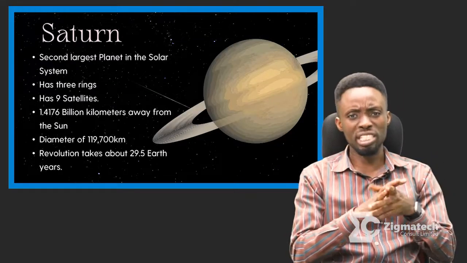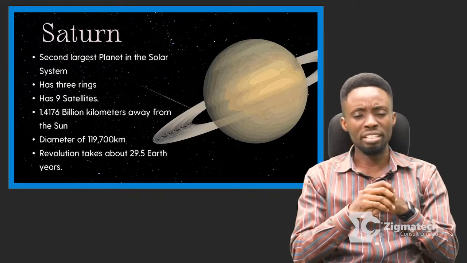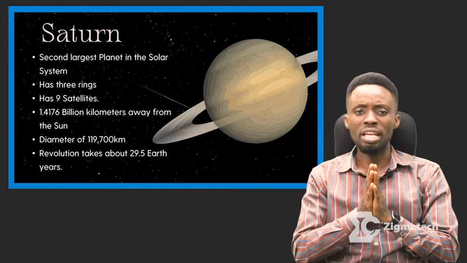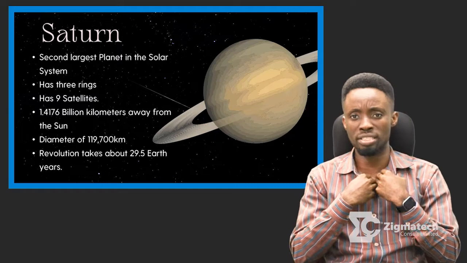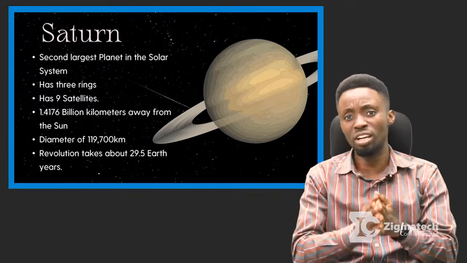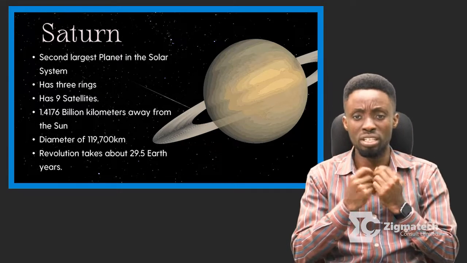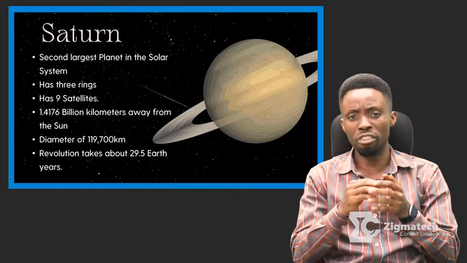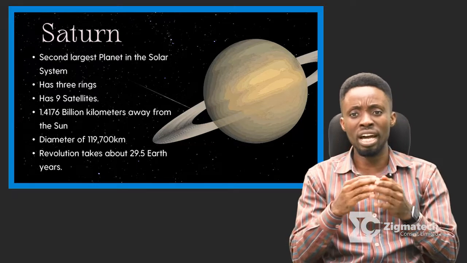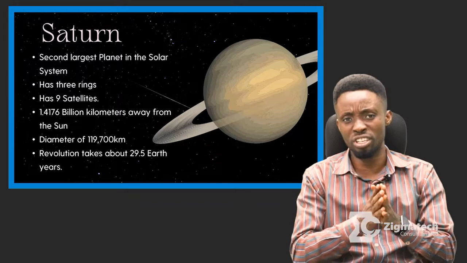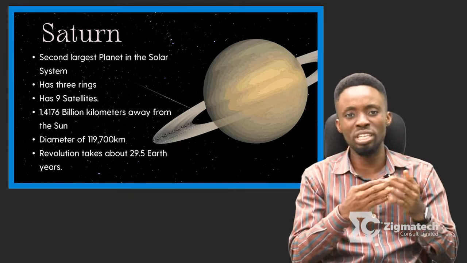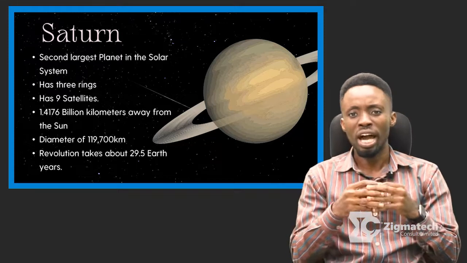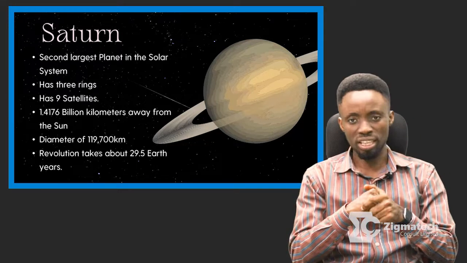So we go to the next planet, which is called planet Saturn. Now, planet Saturn is the second Jovian planet we have in our solar system, and it's also the second largest planet in our solar system. It's composed of 3 rings surrounding it, and the width of these rings is actually equivalent to the distance between the Earth and the Moon, and it has 9 satellites.